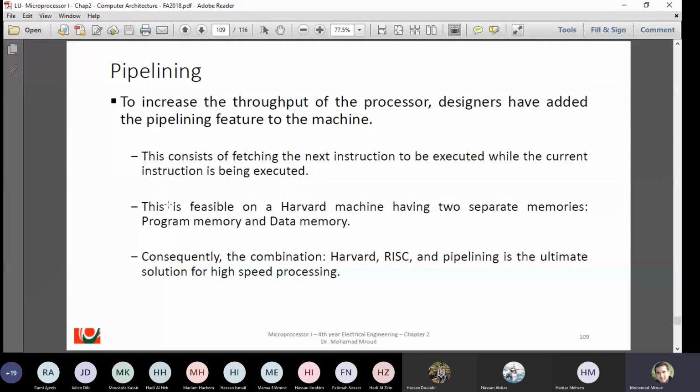Okay, so this is feasible on a Harvard machine, because I can't do fetch and execute at the same time unless I can access two different memories at the same time. So a Harvard machine has two separate memories, program memory and data memory. Consequently, the combination of Harvard, RISC, and pipelining is the ultimate solution for high-speed processing.